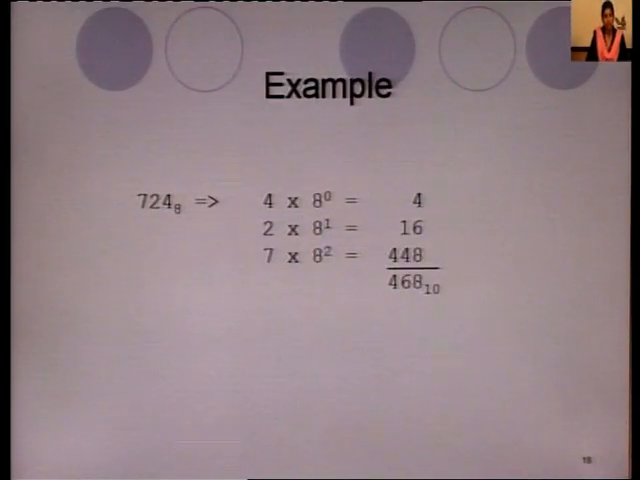For example, we have the value 724 having base 8, that is an octal value. We want to convert it into a decimal value, so we multiply each digit by 8 raised to power n. 4 into 8 raised to power 0 becomes 4, and 2 into 8 raised to power 1 becomes 16. 7 into 8 raised to power 2 becomes 448. By adding 4, 16 and 448, we get 468. So the decimal equivalent of 724 is 468.